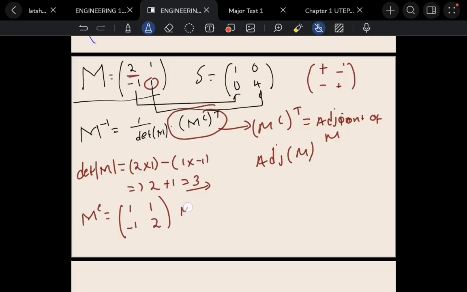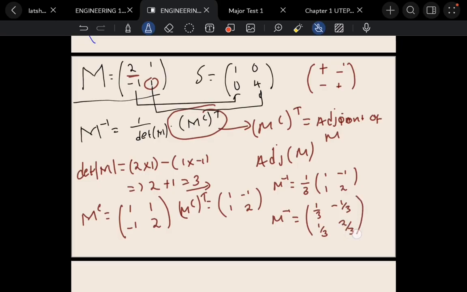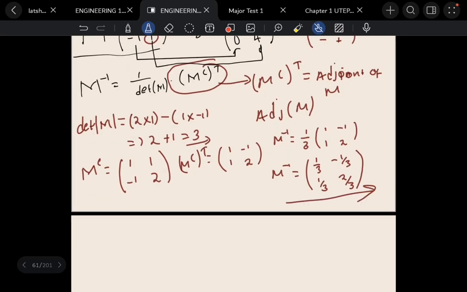And then we need to find m to the power c all to the power t, which is the adjoint. So we need to transpose this. To take a transpose of a matrix, you need to take the row and make it a column. Your first row becomes your first column, your second row becomes your second column. So I'm going to have 1, 1 here, minus 1, 2. So the inverse of m is actually going to be 1 over 3 times 1, 1, negative 1, 2. If you're going to write it precisely, I'm going to have 1 over 3, 1 over 3, negative 1 over 3, 2 over 3. So that is the inverse of m.